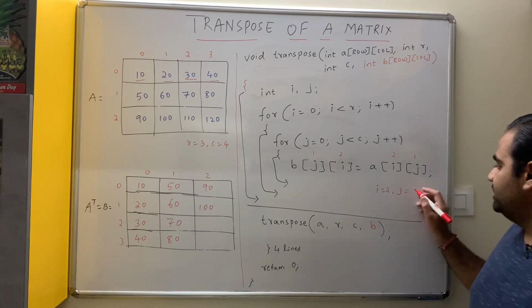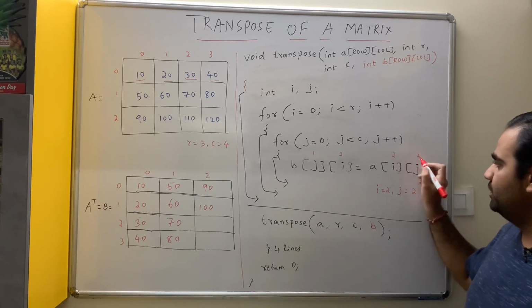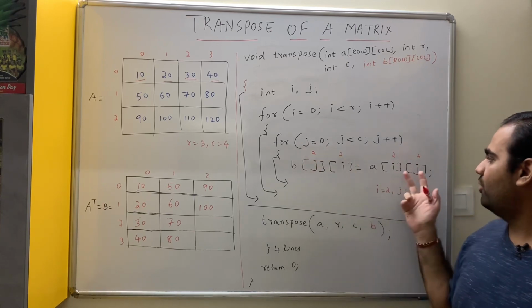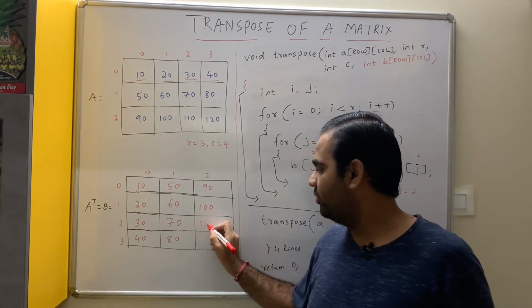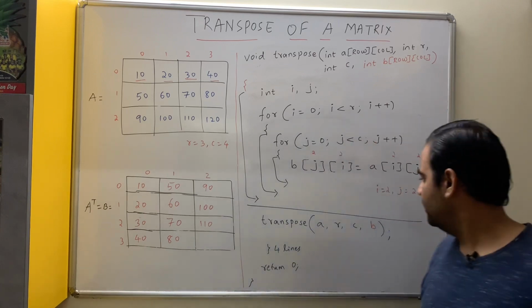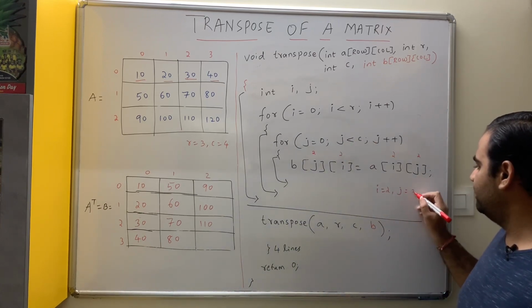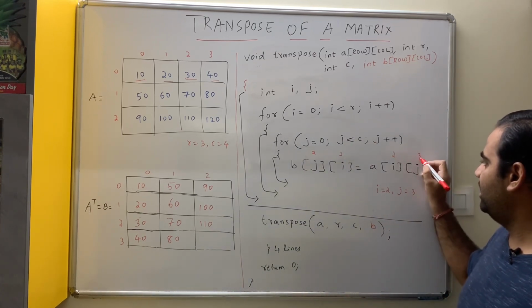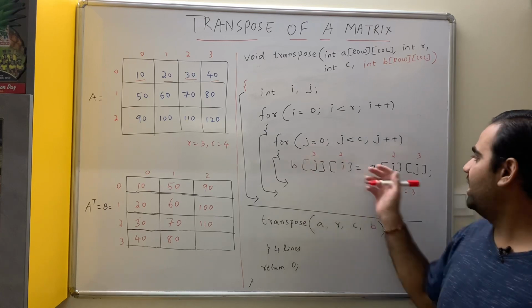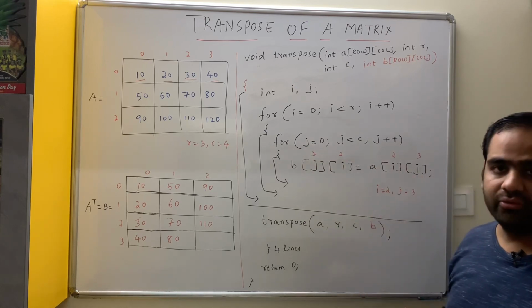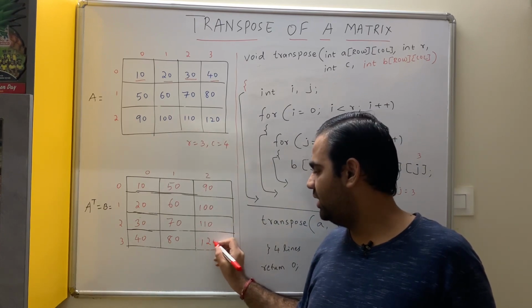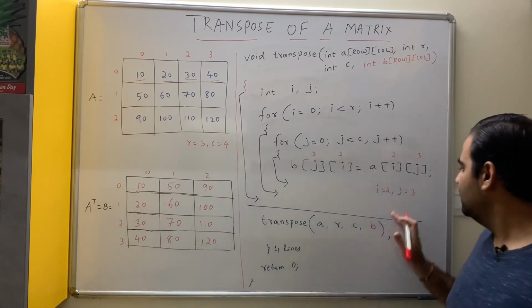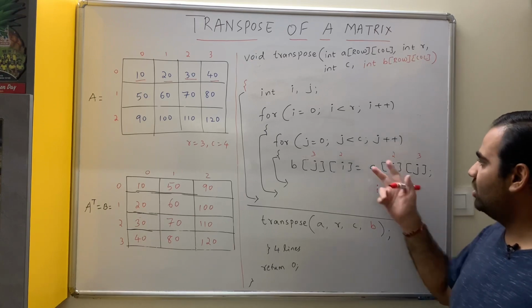j plus plus, j becomes 2. Now this is 2, this is 2. You take a of 2 2 and write it at b of 2 2. A of 2 2 is 110, b of 2 2 is 110. You write it over here. j plus plus, j becomes 3. Now this is 3, this is 3. You take a of 2 3 and write it at b of 3 2. A of 2 3 is 120, b of 3 2 is 120. You write 120 here. j plus plus, 4. 4 less than 4 is false.